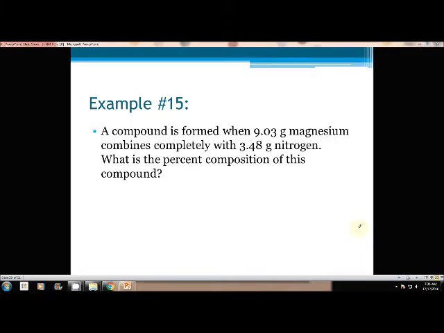A compound is formed when 9.03 grams of magnesium combines completely with 3.48 grams of nitrogen. What's the percent composition? Well, this time we have magnesium grams and we have nitrogen grams. So we have 2 elements, just like before. Alright, are either of those masses the total mass? No, they're not. So we need to find the total mass.